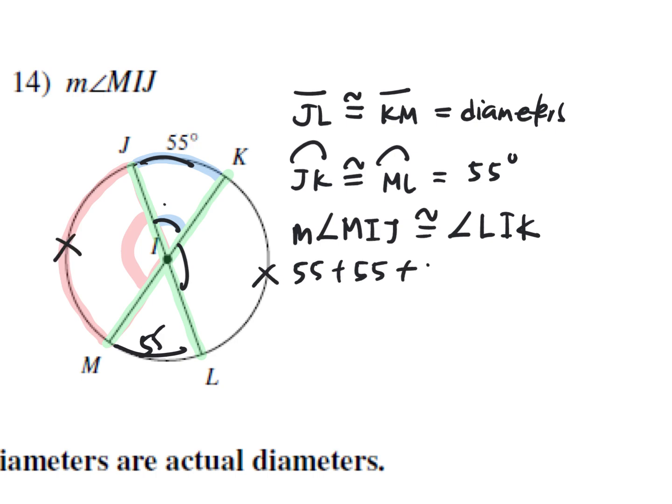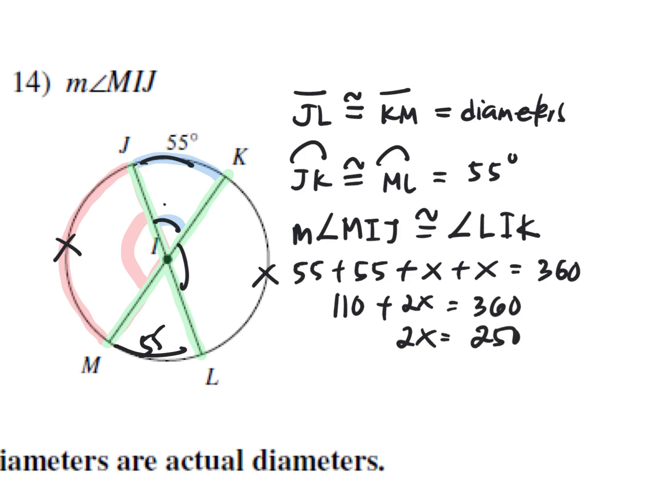So that's going to give you x plus x plus 55 plus 55 is equal to 360. 55 plus 55 is going to give you 110 plus 2x is equal to 360. 2x is equal to 360 minus 110. So that's going to give you 250. 250 divided by 2. Therefore, the value of x here is going to be, not 200, no, not 250. It's going to be half of 250, which is 125 degrees.